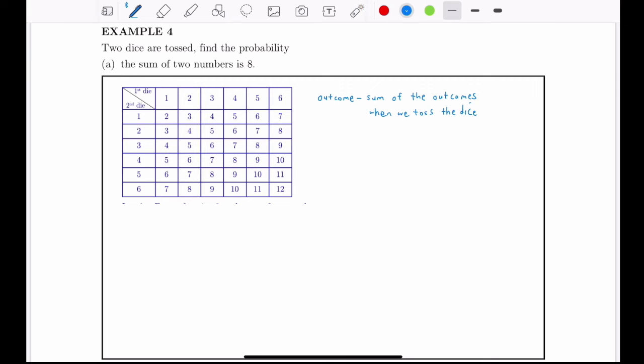But right now, the question asks us to find the probability when the sum of the two numbers is 8. So let's have a look. When will we get sum 8? So this is the time when we get sum as 8. Alright. So let A be the event of getting 8 as the sum of two numbers.